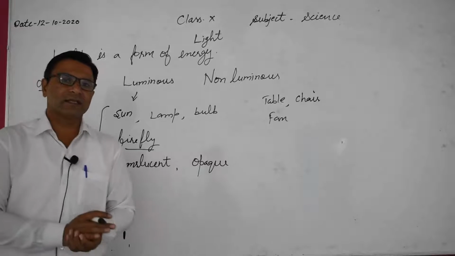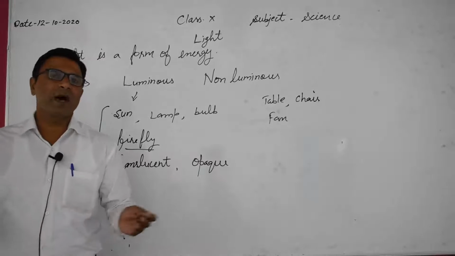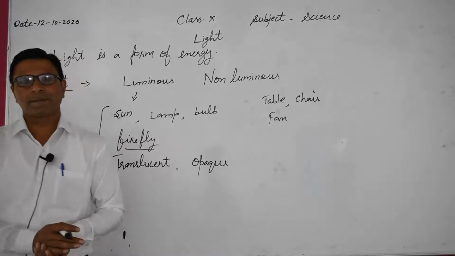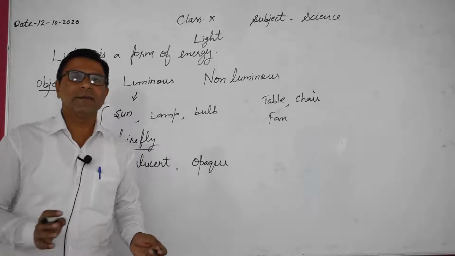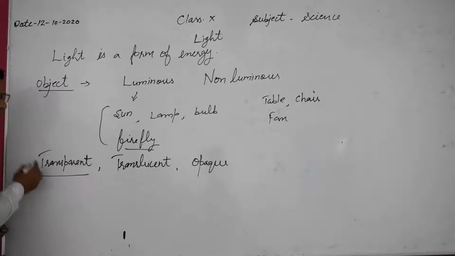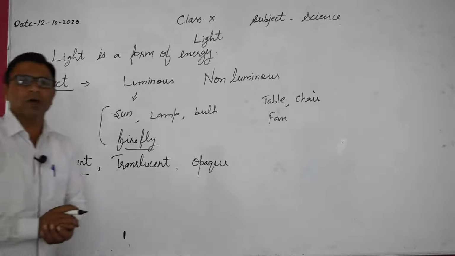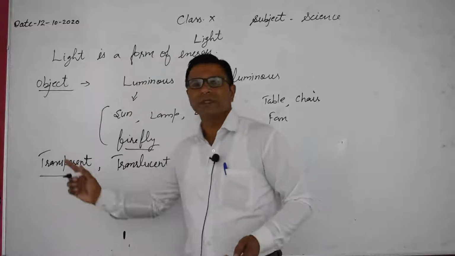So dear students, first transparent. You know very well that an object which allows light to pass through it is called a transparent object. Transparent objects are like clear glass, clear plastic, and clear water. These are examples of transparent objects.